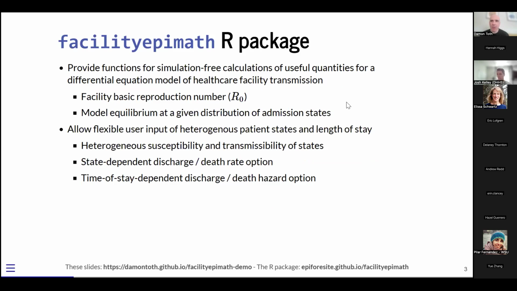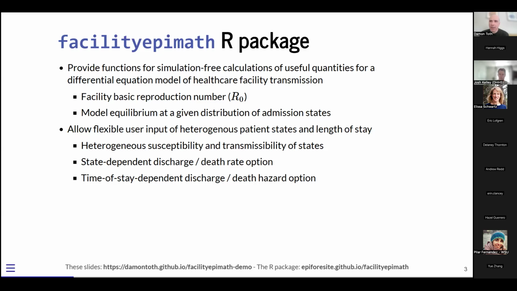So what does the package do? This is our quick description of what it does. It provides functions for simulation-free calculations of useful quantities for a differential equation model of healthcare facility transmission. The two highlight functions that I'll feature today are first calculating the facility basic reproduction number R naught, and second to calculate equilibrium of the differential equation system at a given constant distribution of admission states of the patients.